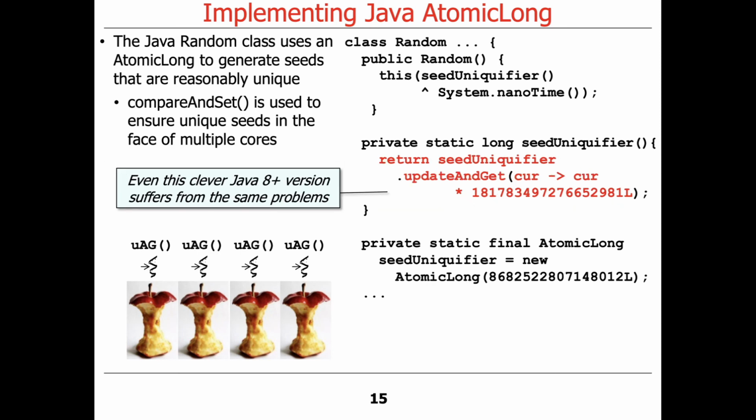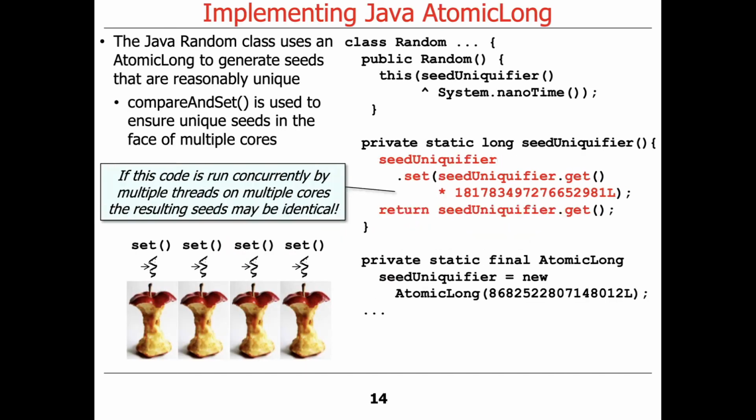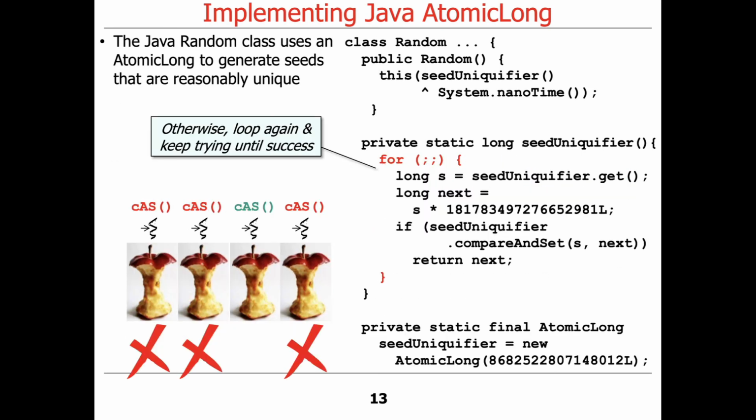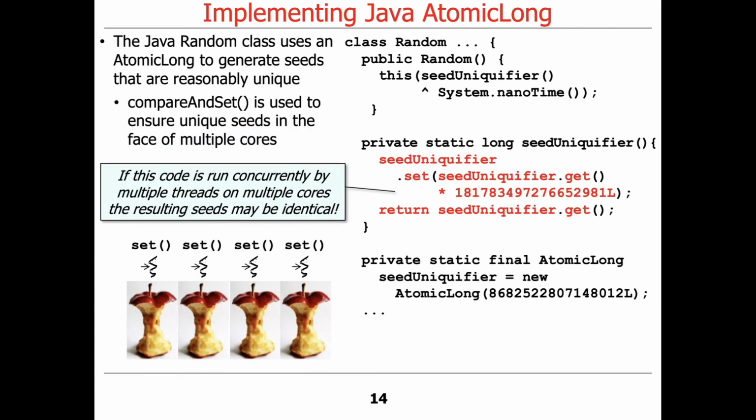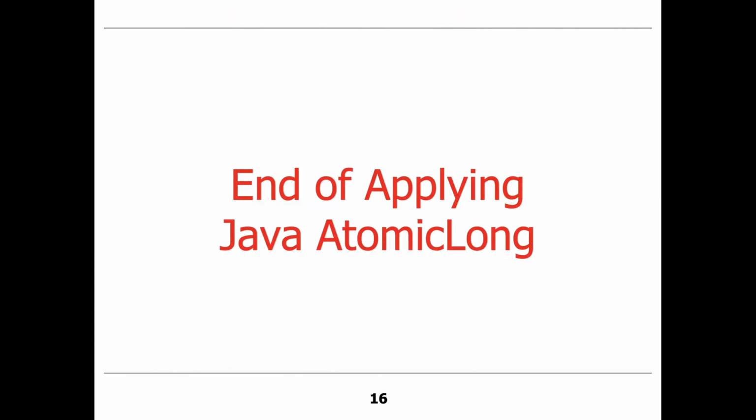Now, in Java 8, they have this really cool feature called updateAndGet. And even that particular approach will still not be sufficient to do what we want. So we really need to use the loop approach that we saw here. We really need to run this in a loop using compare and set.